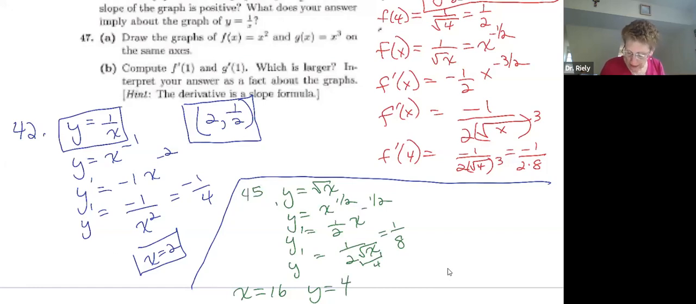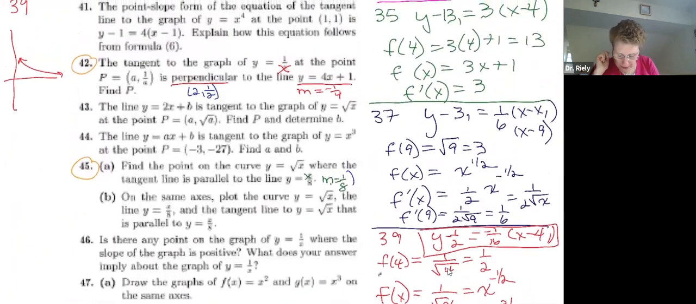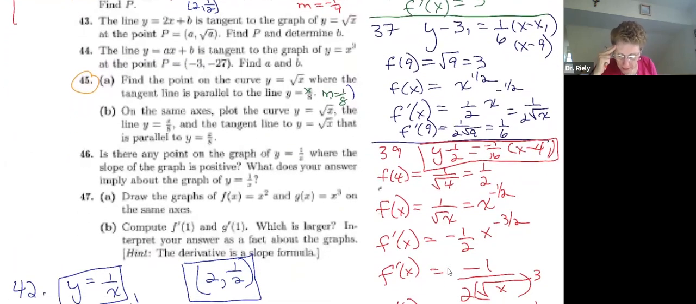So how do I know it's not negative 4? Well, look at the function. This is this function. There are no negative y's. So here's your point, 16, comma 4. That's your point. So that's the first thing. Find the point. We found it. On the same axis, plot the curve y equals radical x, and then also the line y equals x over 8, and the tangent line to y equals radical x that's parallel to y equals x over 8. Okay, so this is going to be messy on this. So what should I do?